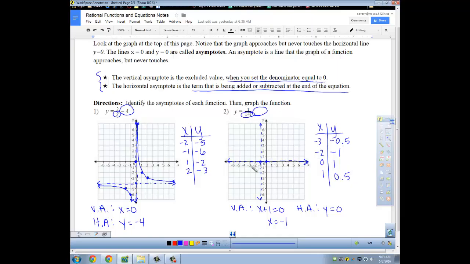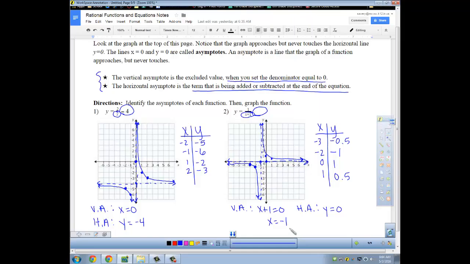Then graph it. Negative 3, negative 0.5 would be about here, so right where that negative 3 is. Negative 2, negative 1. I'm going to go ahead and connect those. So I'm going to get close to my asymptote, connect my dots, and then get close to my other asymptote. And then I have the points 0, 1, and 1, 0.5. Get close to your asymptote, connect the dots, and get close to your other asymptote.